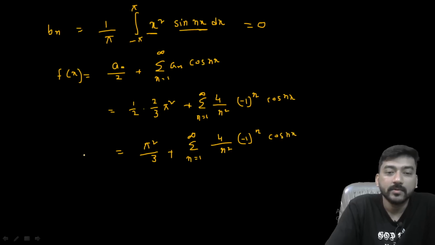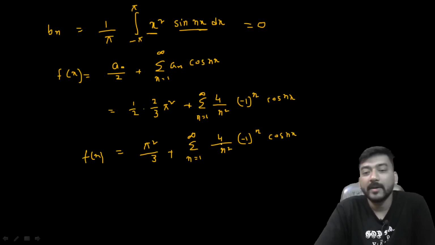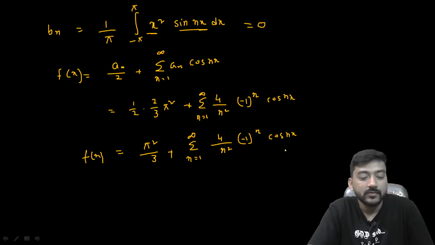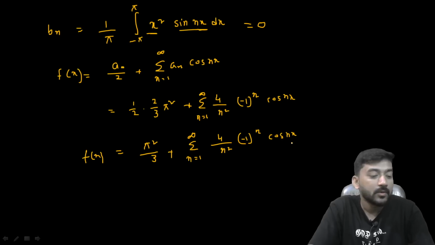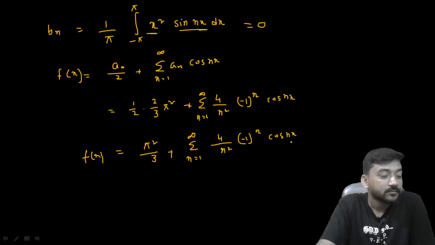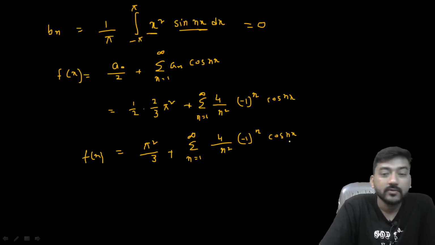So this is the series for f of x, and we can expand it term by term using n equal to 1, 2, 3, 4, and so on. So you can easily find out the series of f of x. And one more thing we are asked here: what will be the value of the summation of 1 upon n square?